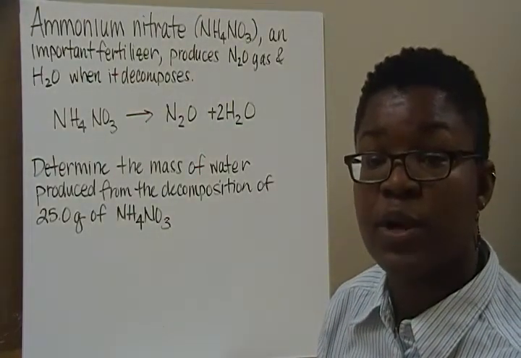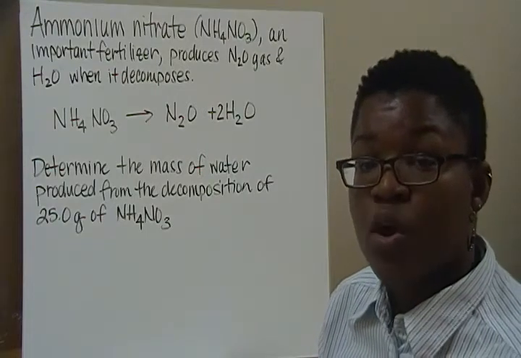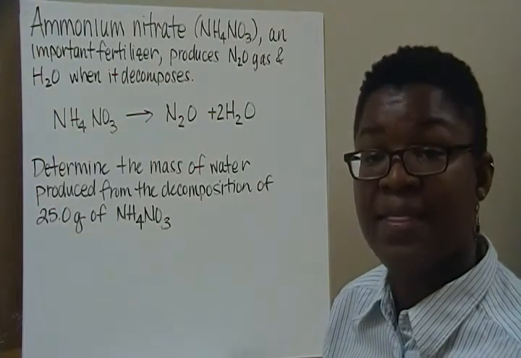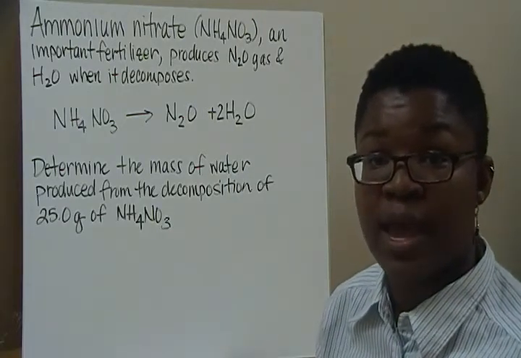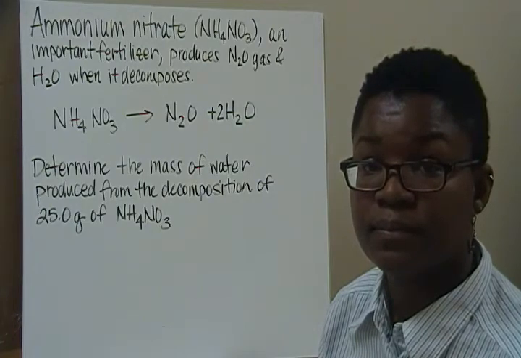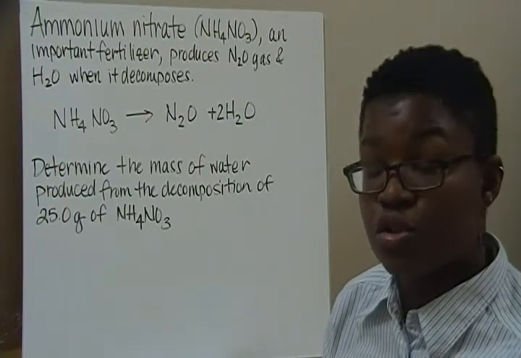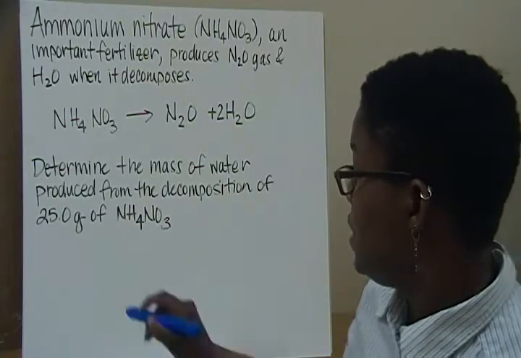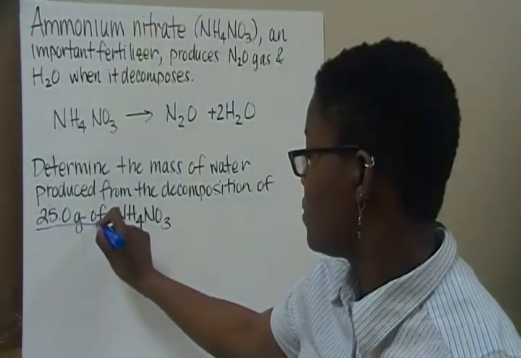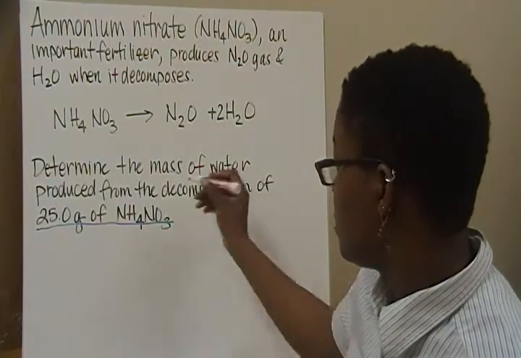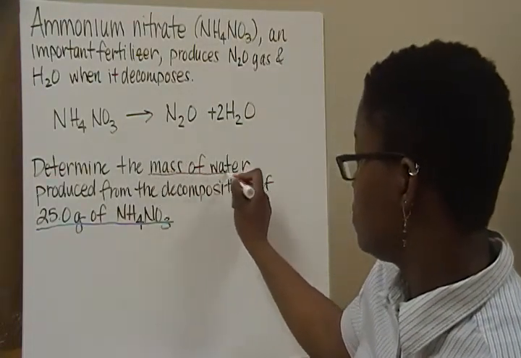What I'd like you to do at this point is to pause the video, write this whole problem down, including the equation, and then underline your known and your unknown. Take time to do that now. You should have come up with your known being the 25 grams of NH4NO3 and your unknown being the mass of water.